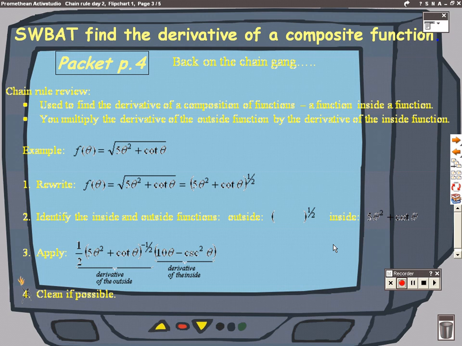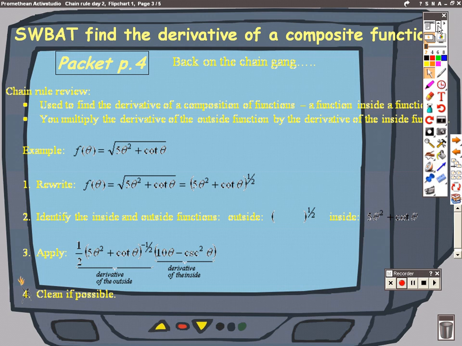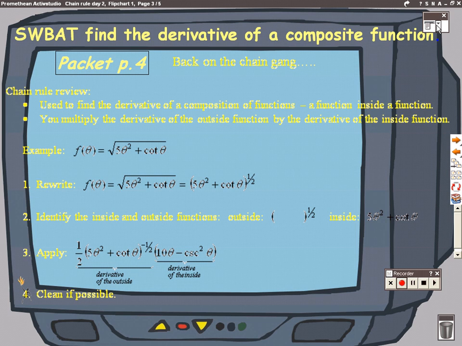Alright, let me just walk through an example of the chain rule, as you can see from the writing on the screen. Let me make sure I have a pen clicked here. Alright, here we go. You can see that the chain rule is used, as I talked about in the other video, to find the derivative of a composition of functions, that is, a function inside of a function. The way you apply the chain rule is that you multiply the derivative of the outside function, remember, I talked about that as number 1, by the derivative of the inside function, which I talked about as number 2. So it's outside times inside.